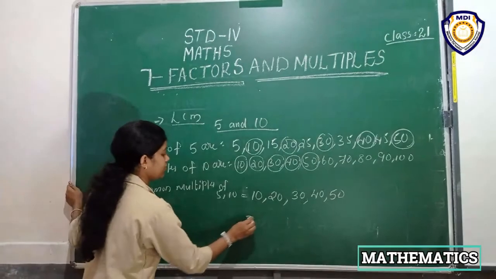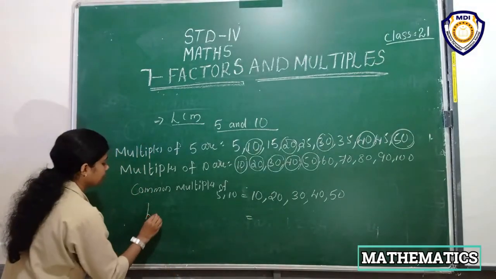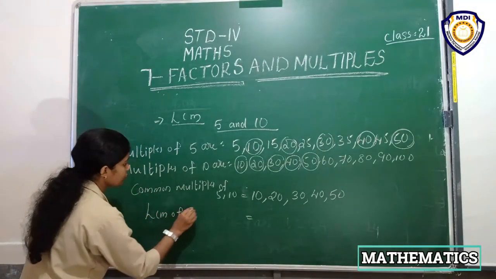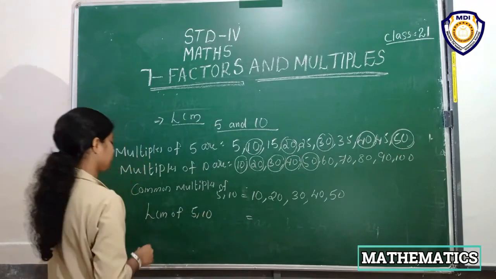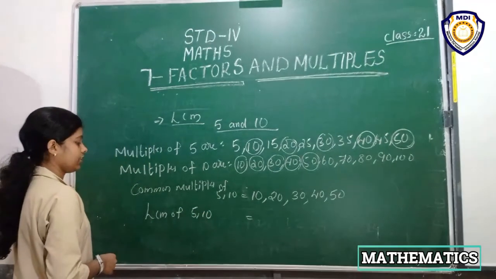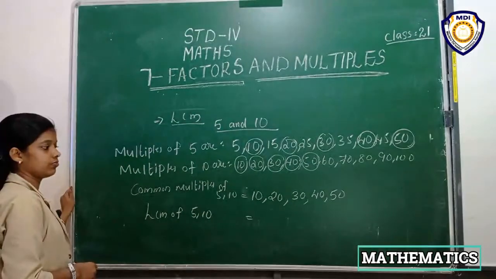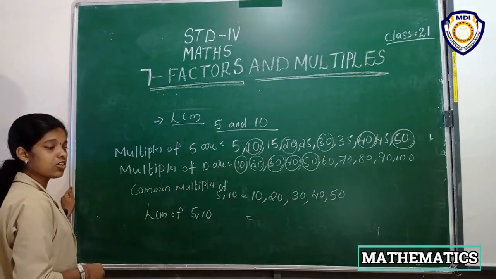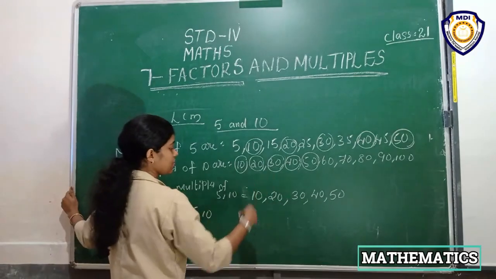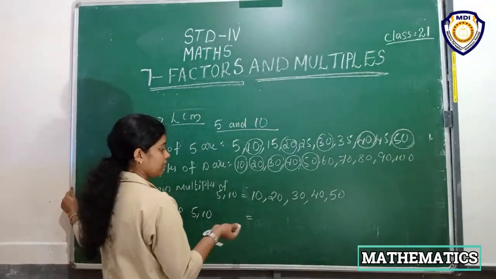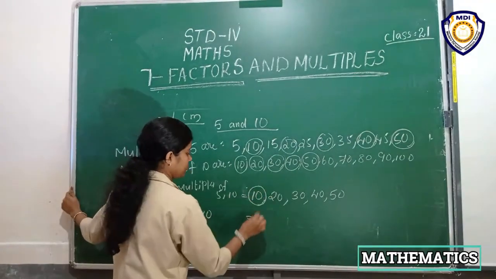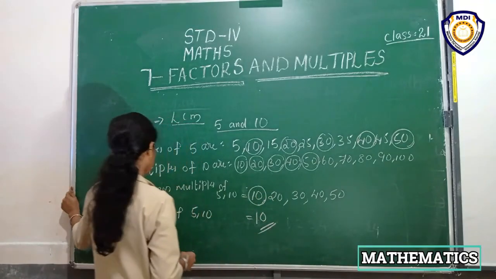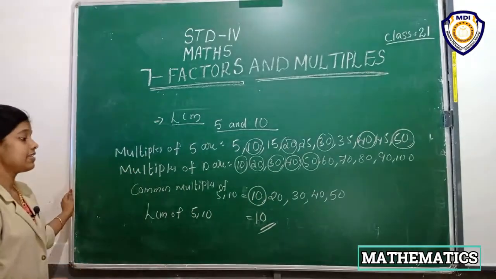Then find the LCM of 5 and 10. LCM means least common multiple. Among these numbers, which number is the least? Okay, 10. 10 is the LCM.